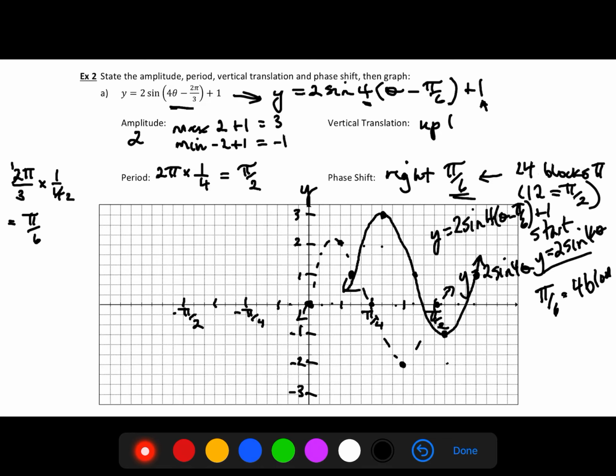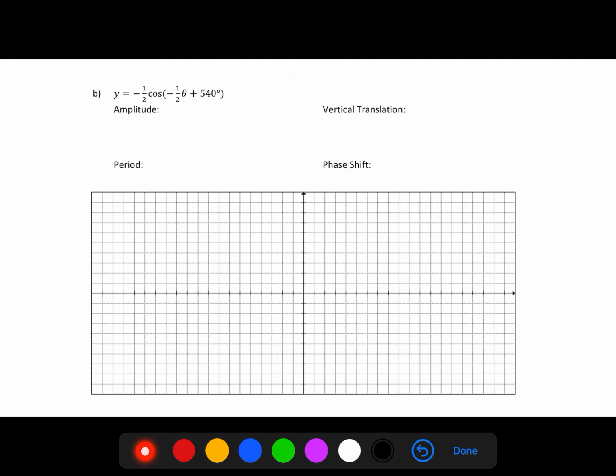Okay, so there's a lot to think about when you're going to graph it, what you need to put on your grids, and so forth. You really have to think about what your max, min, amplitude, phase shift, all of that are before you start.